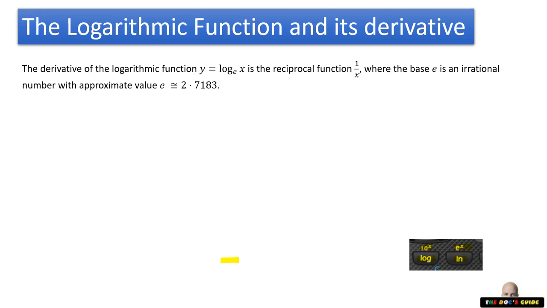So the derivative of the log function, y equals log base e of x, is the reciprocal function. In other words, the derivative of y equals log base e of x is 1 on x, where e is an irrational number with an approximate value of this. We say an approximate value because, being an irrational number, it goes on and on forever. It's a non-terminating decimal, like pi, I guess.